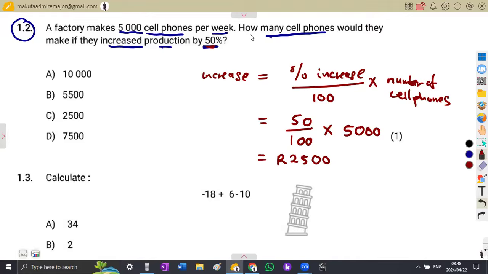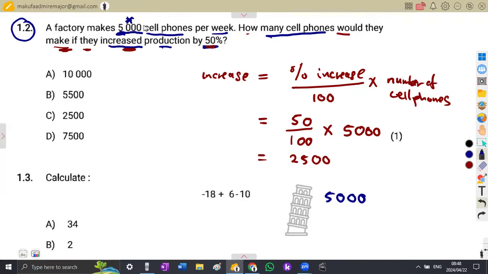The question is, how many cell phones would they make if they increased? So this is the increase. So how many are they going to make? So now we are going to add. Originally, they were producing how many? They were making 5,000. They were producing 5,000 cell phones originally, in the first place, before they increased anything.